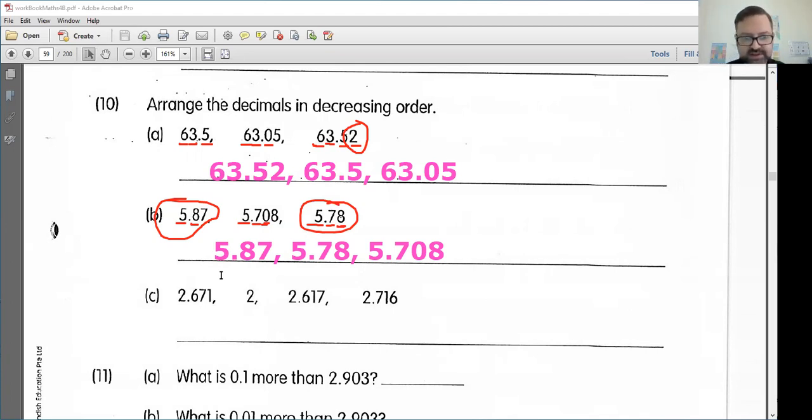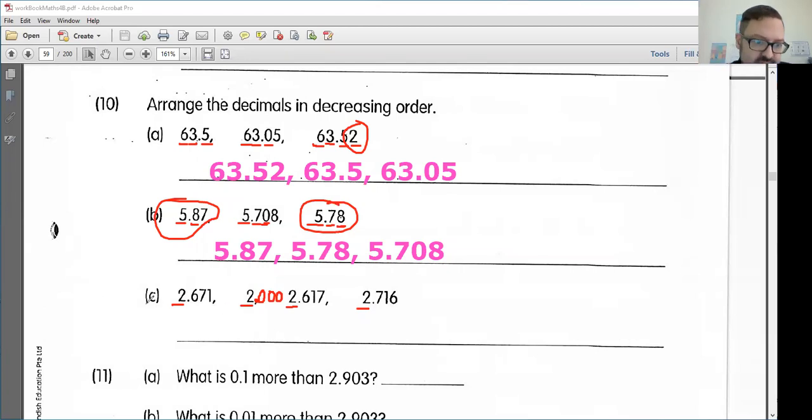2.6712, 2.617, and 2.716. Oh man, this is getting confusing. All right, let's look over here. We have 2 ones, 2 ones, 2 ones, and 2 ones. All right, so that tells me nothing. Everything's equal. Then we got some decimal points. And guess what? I'm gonna put a decimal point on this number. Then I'm gonna put 1, 2, 3 zeros because 2.000 is worth the same as 2, okay?